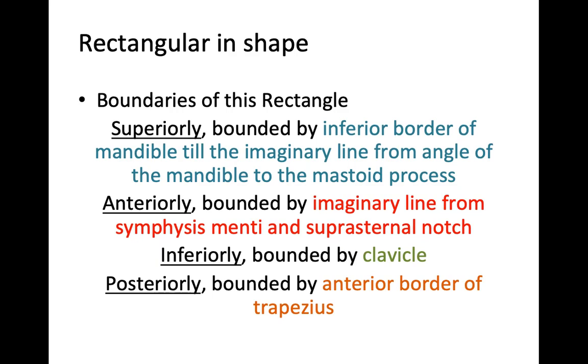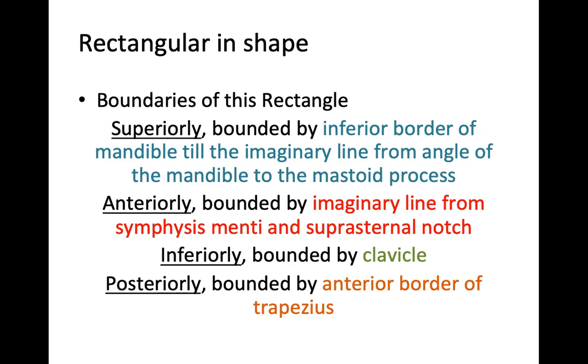The boundaries of this rectangle are: superiorly, it is bounded by the inferior border of the mandible till the imaginary line from the angle of the mandible to the mastoid process. Anteriorly, it is bounded by the imaginary line from the symphysis menti and suprasternal notch. Inferiorly, it is bounded by the clavicle, and posteriorly, it is bounded by the anterior border of trapezius.